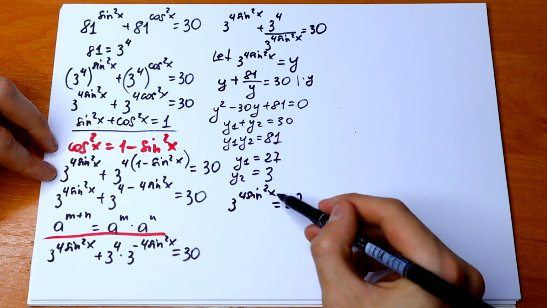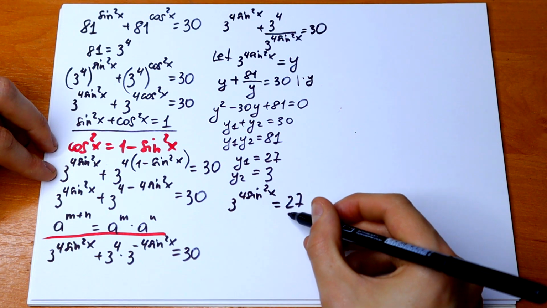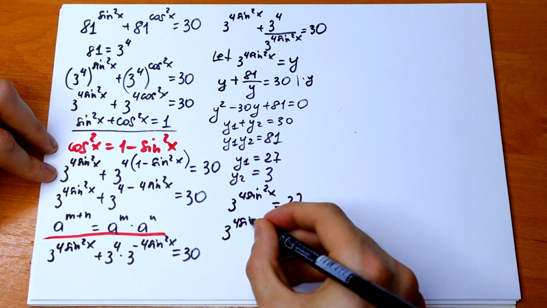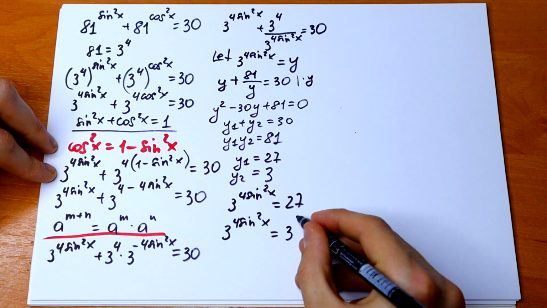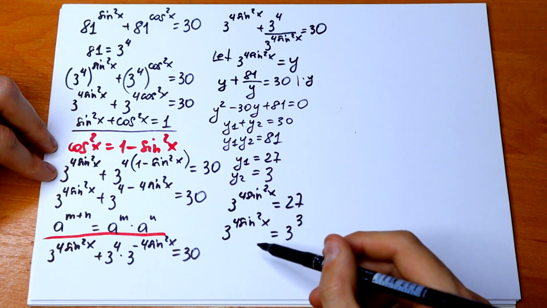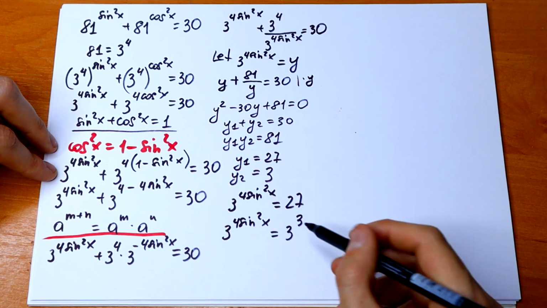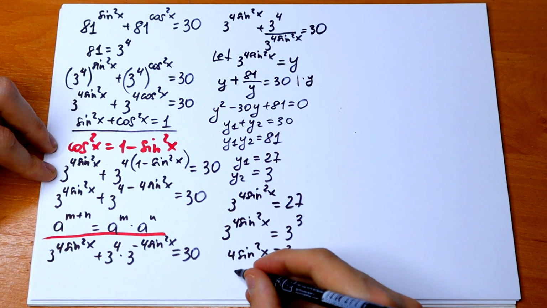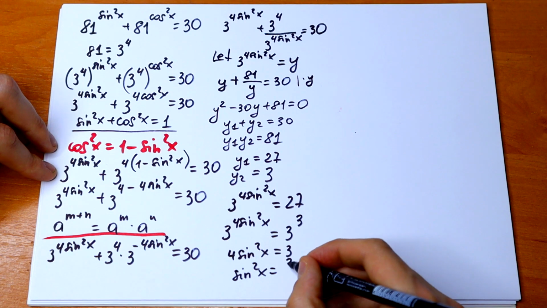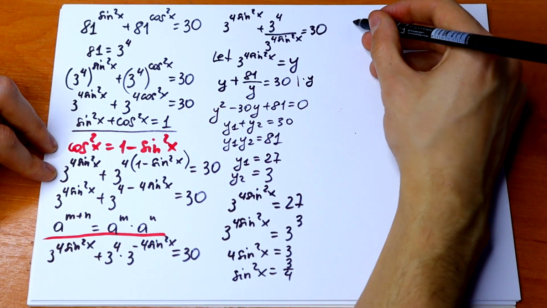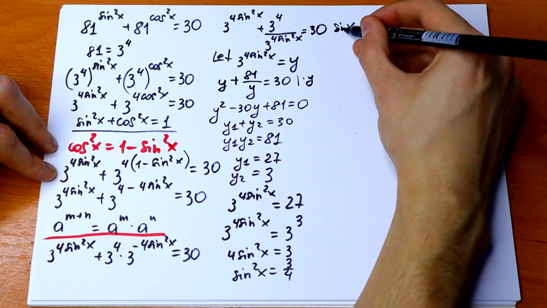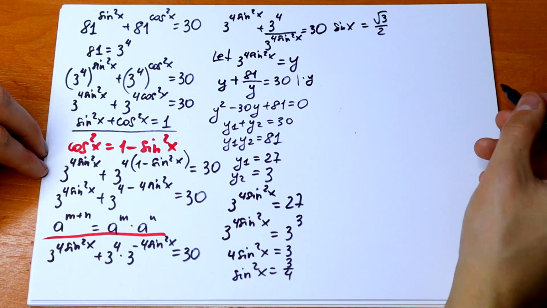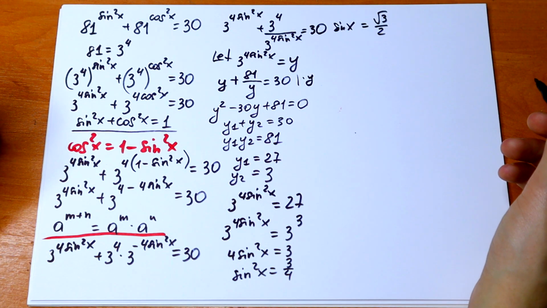3 to the power 4 sine square of x equal to 27. For sure we can express this 27 as 3 cubed, so let's do this. 3 to the power 4 sine square x equal to 3 cubed. For sure we have the same bases, so we can write an equation with our exponents. 4 sine square x equal to 3, sine square of x equal to 3 over 4, and our sine x equal to square root of 3 over 2. So we have a table case, so let's write a solution to this.